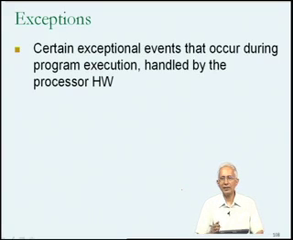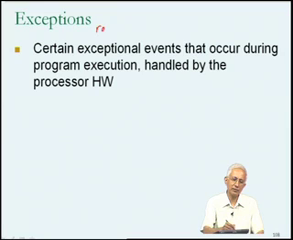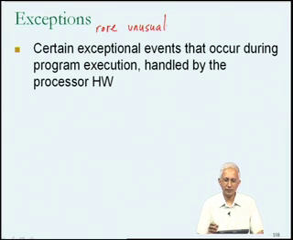By its very name, we understand that exceptions are some kind of rare or unusual events. The word exception here means rare, unusual, not in the common sequence of events. So these are exceptional events that occur during program execution and are automatically handled by the processor hardware, in that depending on what the event is, a specific piece of operating system code would be automatically transferred control.